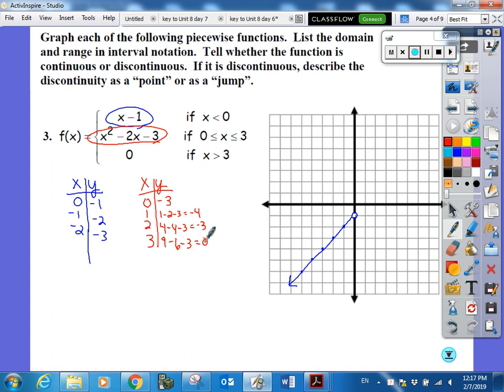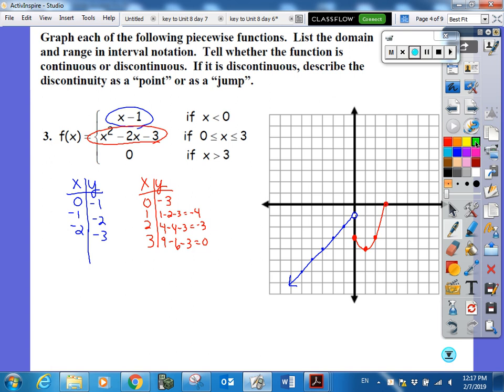We know that's a parabola. We should know that's a parabola. So 0, -3, it's a closed dot because it's equal to. 1, -4, 2, -3, 3, 0 is also included. The vertex on this one is included because you can see the shape went from -3 down to -4 and then back up. So there's that piece of it.